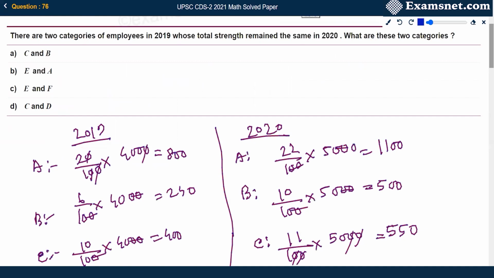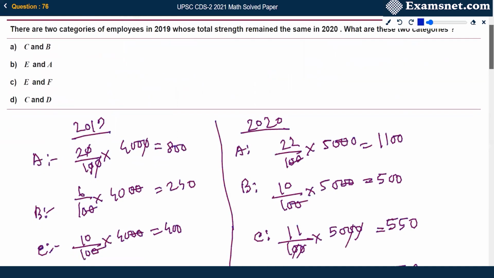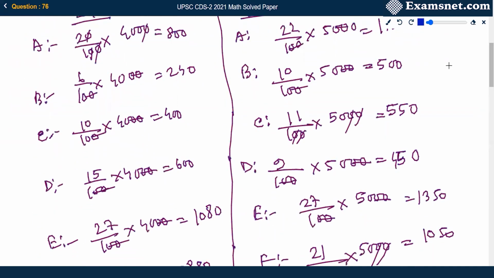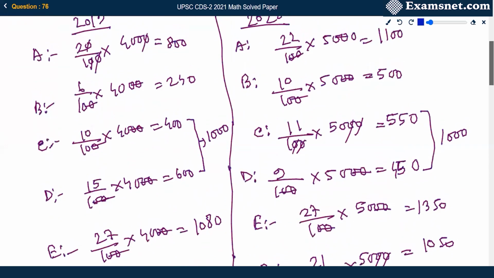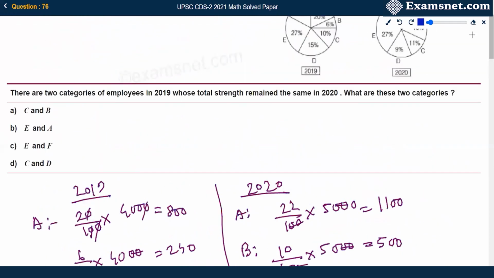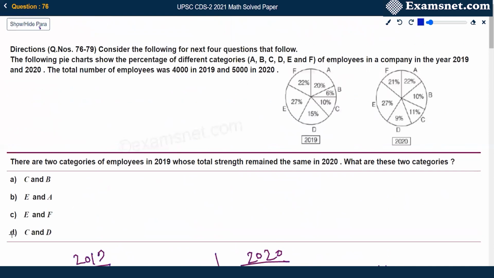Okay, for which two categories? So in 2019, if I check C and D, the total strength is 1000. Okay, and also if I check here, the total strength is 1000. Correct, and this will not happen in any such case. So here, option D is the correct answer. That is, these two categories have total strength same. Option D is the correct answer. C and D.